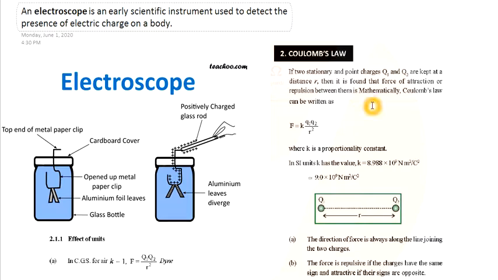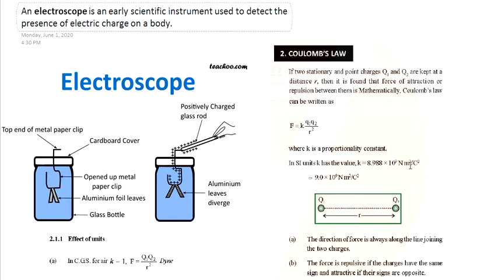Coulomb's law says that when two point charges q1 and q2 are kept at a distance, the force of attraction or repulsion between them is mathematically equal to k q1 q2 by r square. Here r is the distance between them, and k is a proportionality constant. In SI units, k has a value of 8.988 into 10 to the power 9 Newton meter square by Coulomb square.